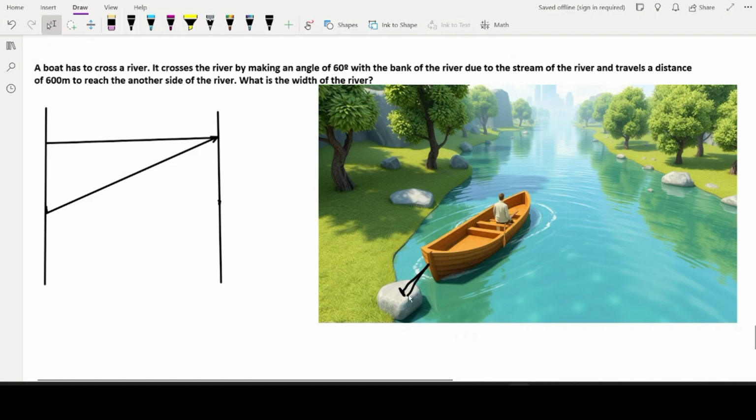Actually, the boat is starting from this particular point and it has to reach the other point. So it is traveling a complete distance of 600 meters and it is making an angle of 60 degrees with the stream of the water. So it is asking us to find the distance between these two points, which is the width of the river.